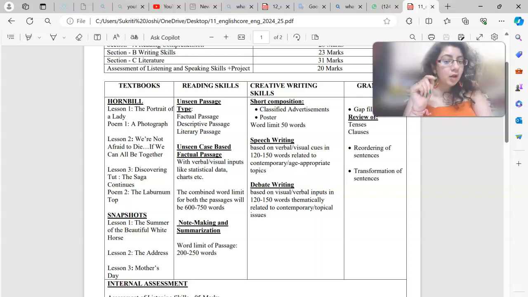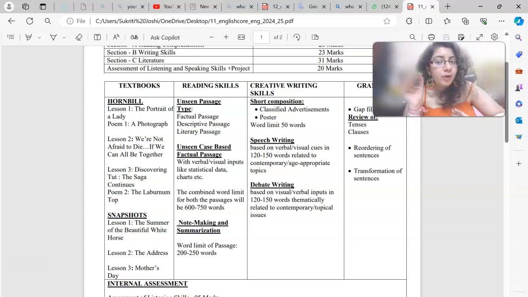Then debate writing, which would be based on visual or verbal inputs in about 120 to 150 words, thematically related to contemporary topical issues, so topical important issues.